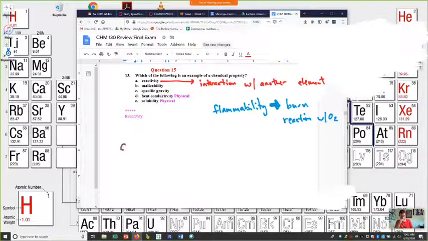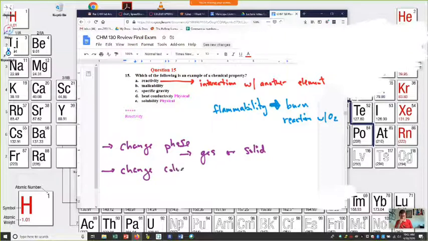And so those chemical changes were change in phase, which there are multiple, but typically the reference there is formation of gas or solids, because those are the easy ones to see. Change in color and change in energy.